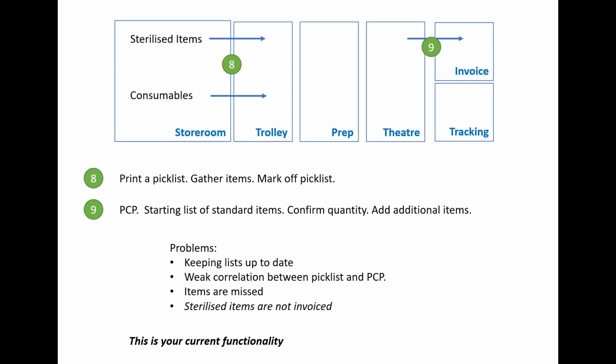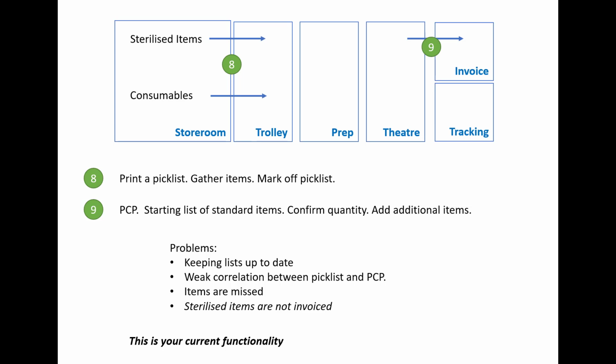But you've currently got the problem that you're trying to keep two lists up to date. You've got a weak correlation between the pick list and the PCP, so it's not like one's automatically a subset of the other. When it comes to billing, you've got the fundamental problem that you're missing items, and therefore you're missing out on revenue. And one of the problems I see is that sterilised items aren't being invoiced accurately. You've got a vague estimate on how to do that. So that's currently what's happening.